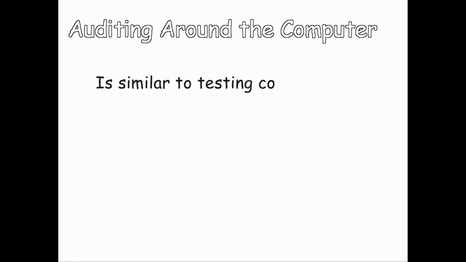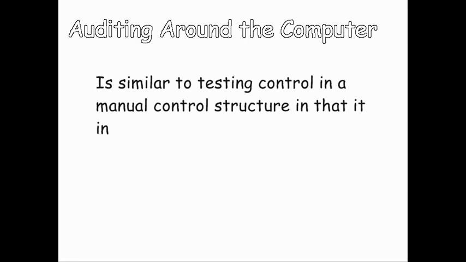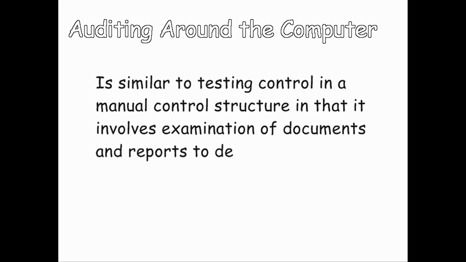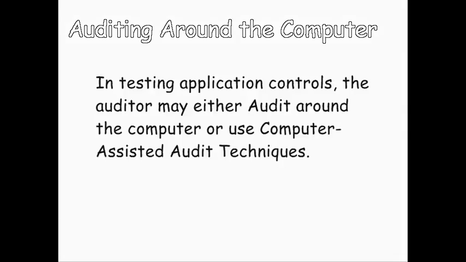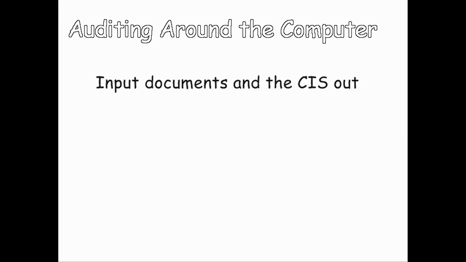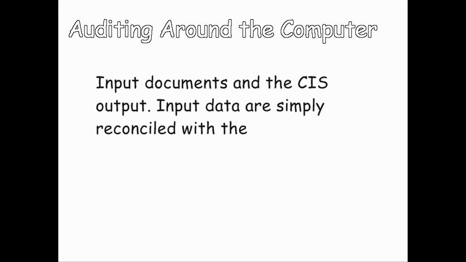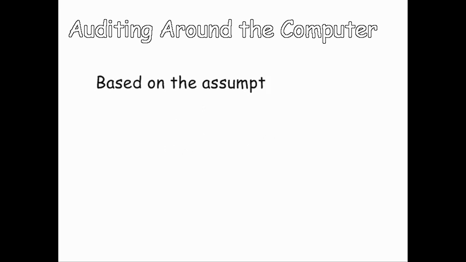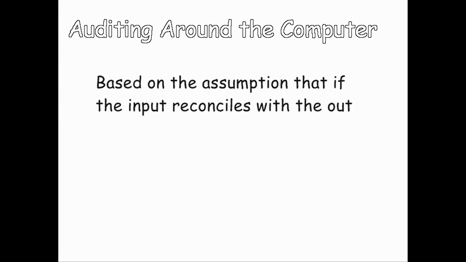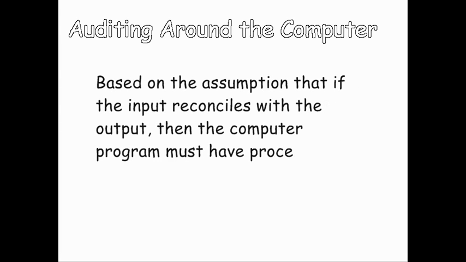So, sa auditing around the computer, it involves examination of documents and reports to determine the reliability of the system. So in this approach, it's also known as black box approach, where it is similar to testing control in manual control structures. So sa approach na to, ini-ignore ng auditor yung client's data processing procedure at nagpa-focus lang sa input documents and CIS output, where kapag nag-reconcile yung input document and CIS output, ibig sabihin, na-process ng computer yung transaction accurately.